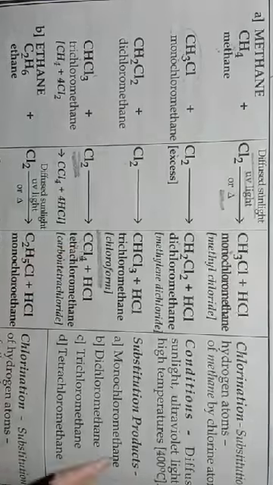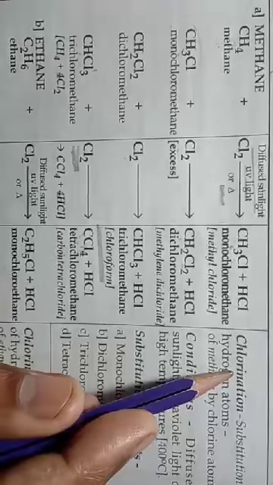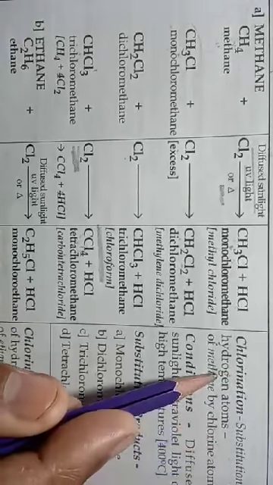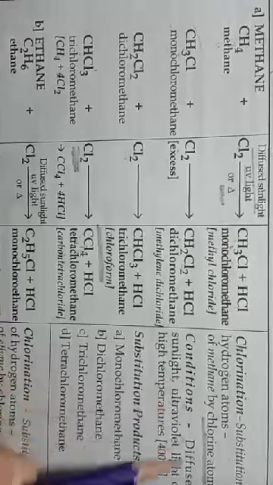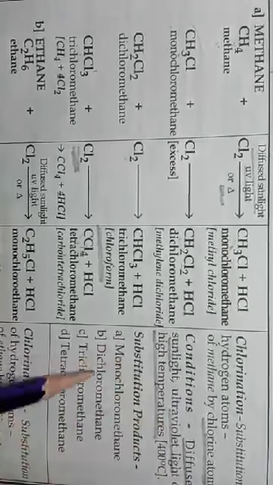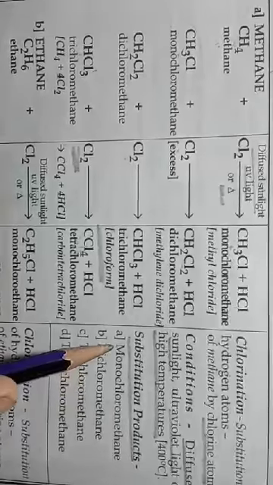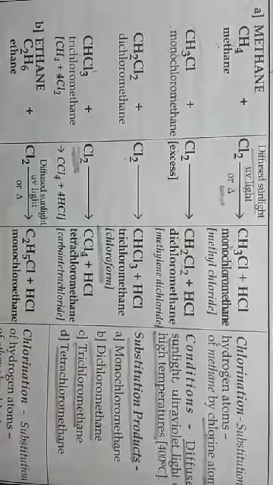Okay, students. Chlorination is the substitution of hydrogen atoms of methane by chlorine atoms. Conditions: diffuse sunlight, ultraviolet light, or high temperatures. Substitution products are monochloromethane, dichloromethane, trichloromethane, and tetrachloromethane.